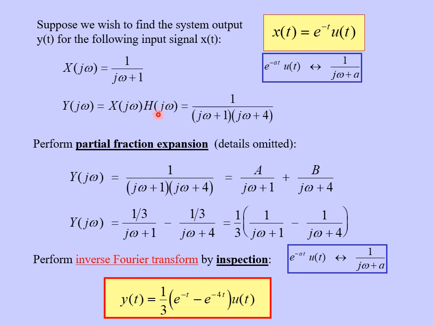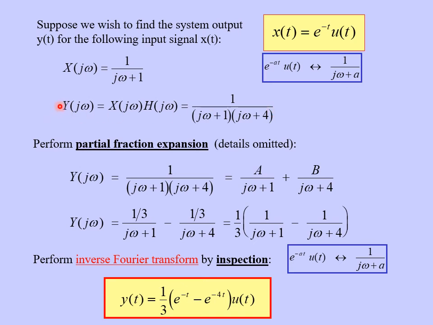And the output of our system, remember, big Y is equal to big X times big H. Don't need to do convolution, of course. We're just multiplying. So we're going to take our frequency response from the last slide, which was 1 over j omega plus 4, and we're going to multiply it by our Fourier transform of x, which is shown right here, 1 over j omega plus 1, and we get this form here. So this is the frequency response of the output of the system.